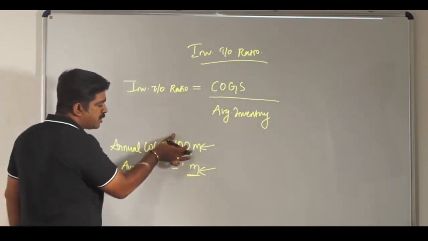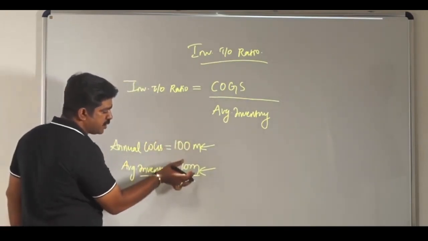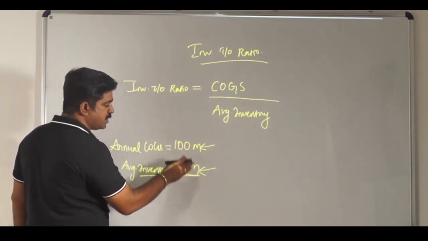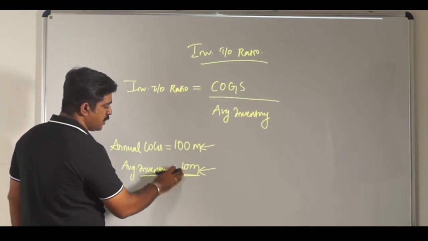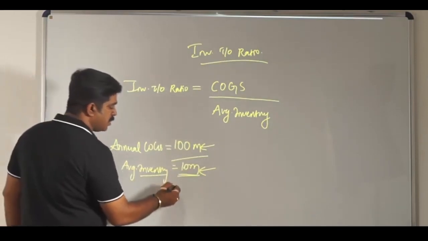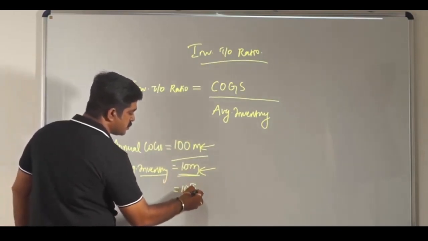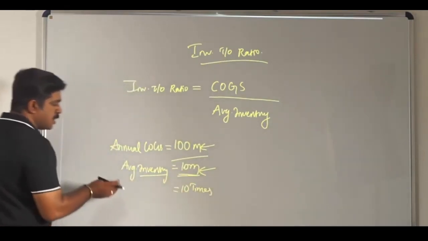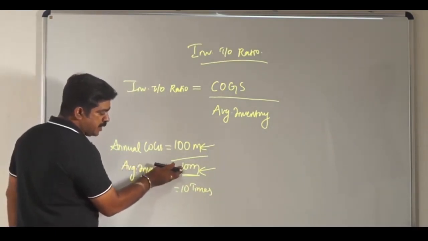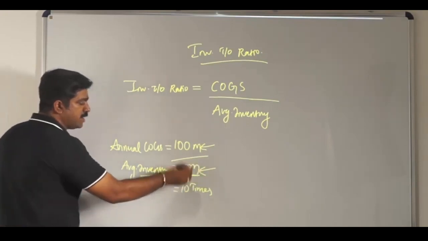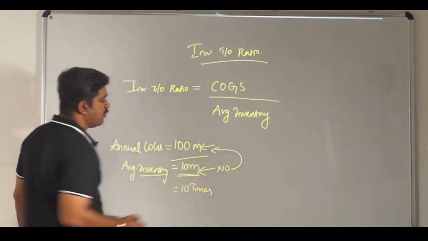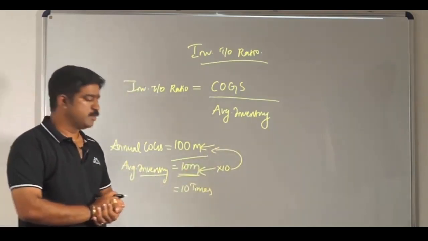So this 100 million represents one full year position, and this 10 million represents those stocks which were not yet cleared or not yet sold. Okay, so if I create a relationship between these two, that is 100 by 10, what I get is 10 times. It means this firm is keeping an inventory 10 million, and that 10 million inventory is rotated 10 times. So here you have annual cost of goods sold, that is 100 million.